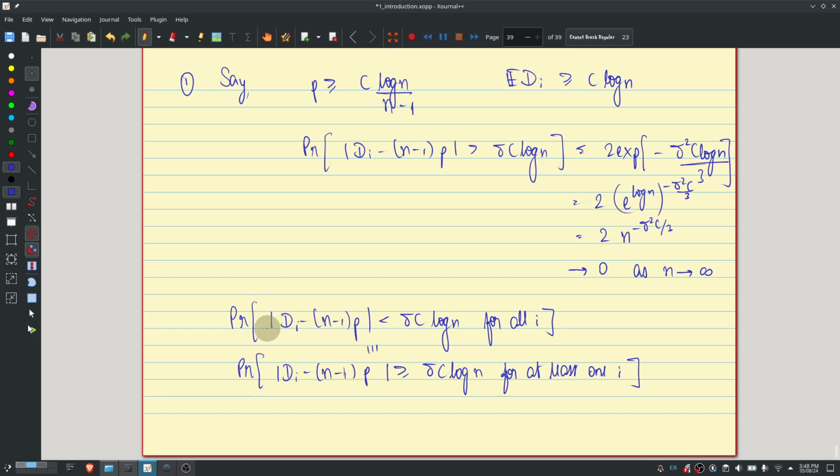So 1 minus this is equal to this particular quantity. What do you mean by for all? Basically, every single vertex has degree which is very close to n minus 1 times p. It's between n minus 1 times p minus delta c log n and n minus 1 times p plus delta c log n.